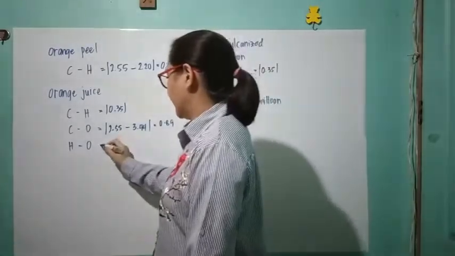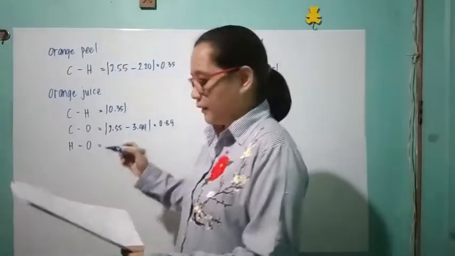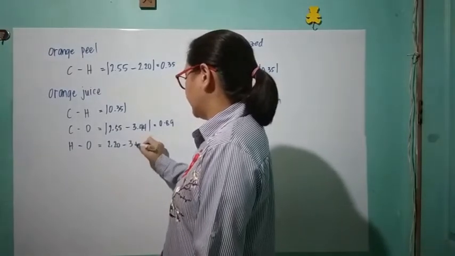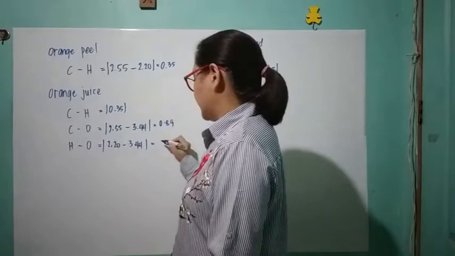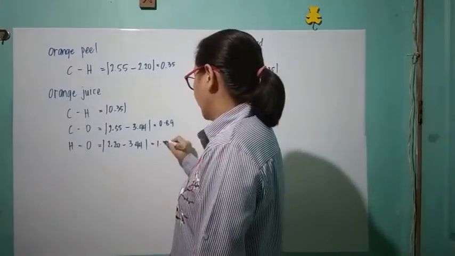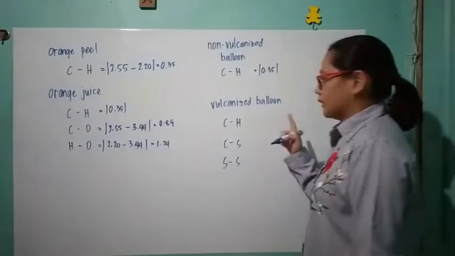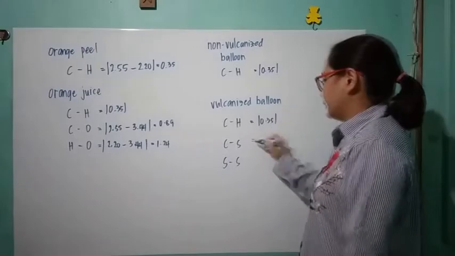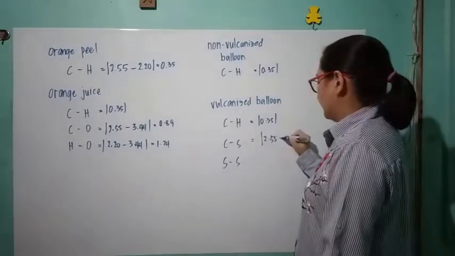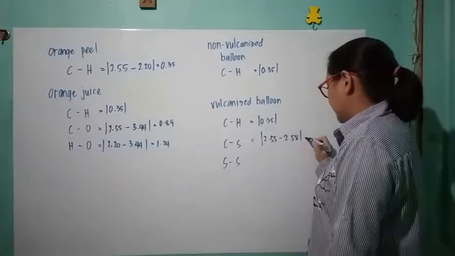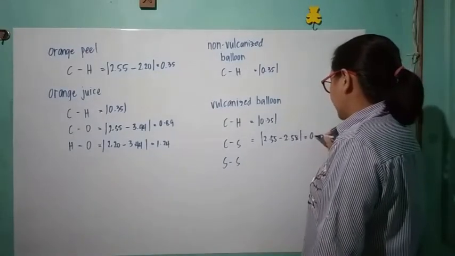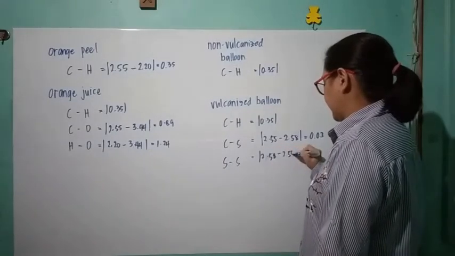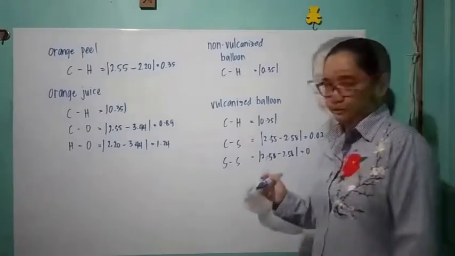0.89. While for the hydrogen and oxygen bond, you have 2.20 minus 3.44, which will equal 1.24. For the vulcanized balloon, this will have a value of 0.35. For sulfur, you have 2.58, which will give you a value of 0.03. 2.58 minus 2.58 equals 0.